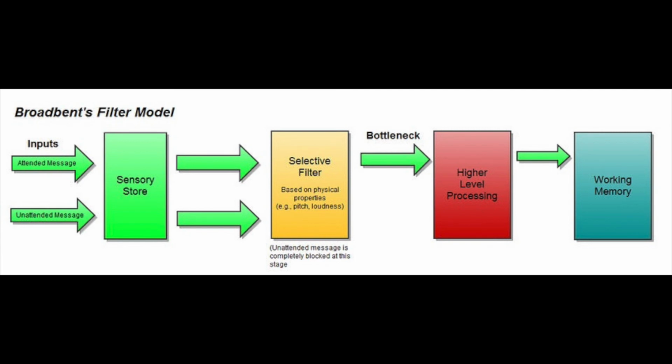Broadbent's filter model is that our capacity to process information is limited in terms of capacity. In order to process information, we use a filter to determine which information to attend to. All stimuli are first processed based upon physical properties that include color, loudness, direction, and pitch. Our selective filters then allow for certain stimuli to pass through for further processing, while other stimuli are rejected.